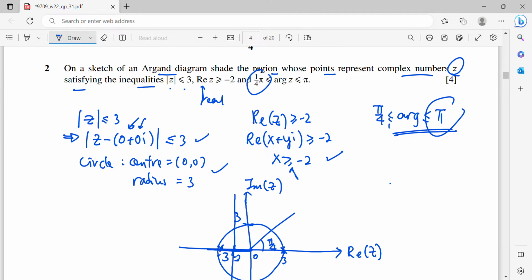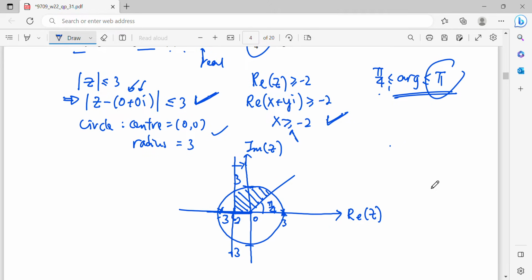So now when you look at the region, it should be the circle together with the inner region. And then x greater than or equal to -2 means it should be all the regions towards the right hand side from the -2. This is -2. And then the angle is bounded by pi over 4 and pi, which means your shaded region should be here. Okay, so this is our shaded region that's satisfying the 3 inequalities.